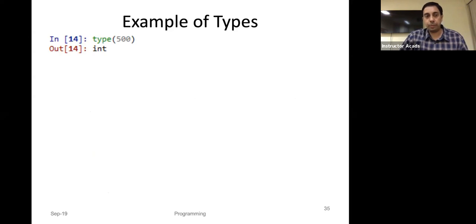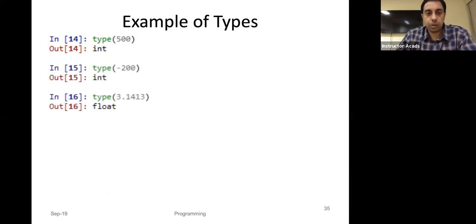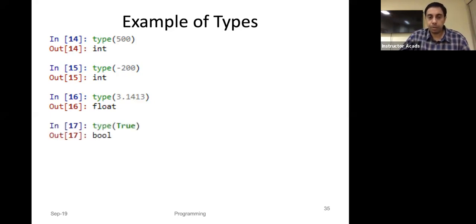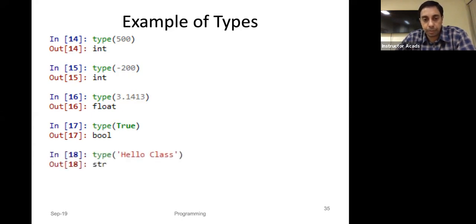You can try this out in the Trinket on your own. For example, if I have the number 500 and you say type of 500, it will say it's an int. If you type a real number with a decimal point and say type of that number, it will say it's a float. True with a capital T is of type bool, which stands for Boolean types. Boolean types have two values, one is true and the other is false. And if you give it a string like hello class within single quotes, then it will say that it's of type str, which is a string type in Python.